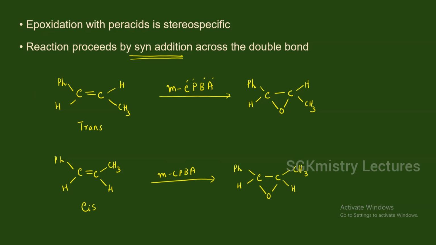In this case, it is very clear that syn addition takes place across the double bond, and you can see how the epoxidation takes place and how the products are formed. And you should remember that this particular reaction is stereospecific in nature.